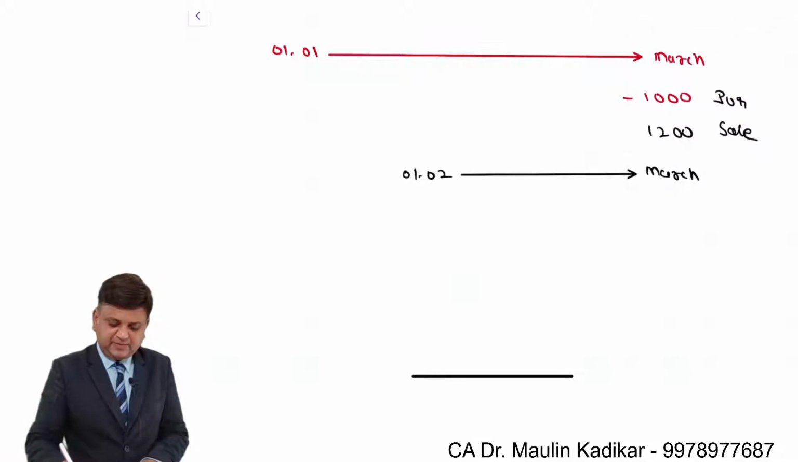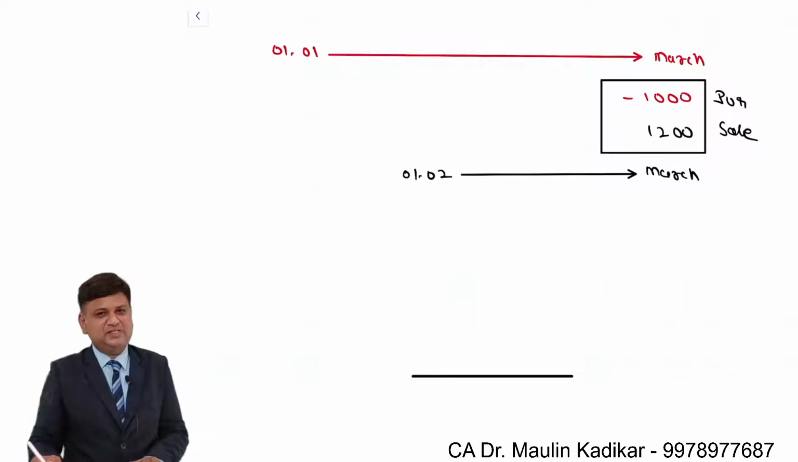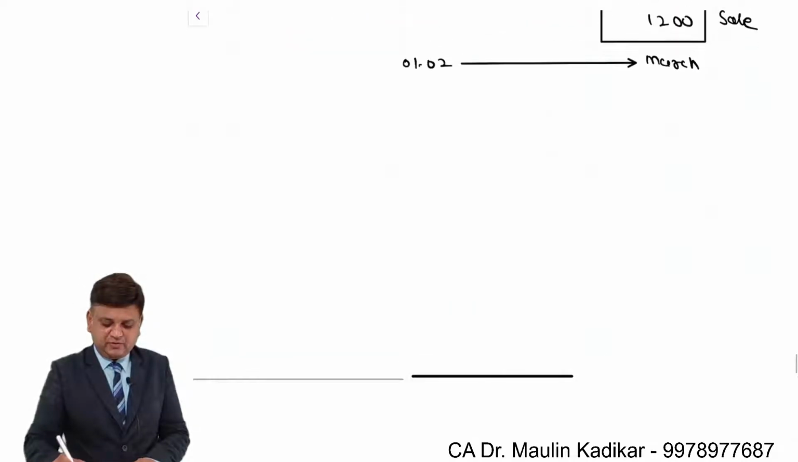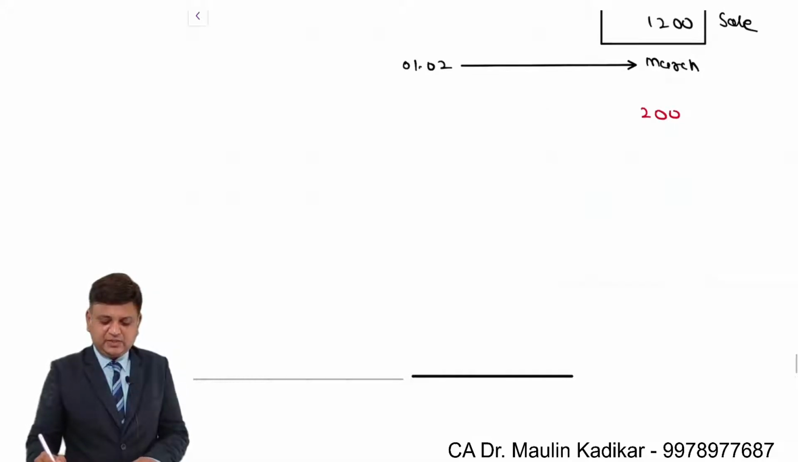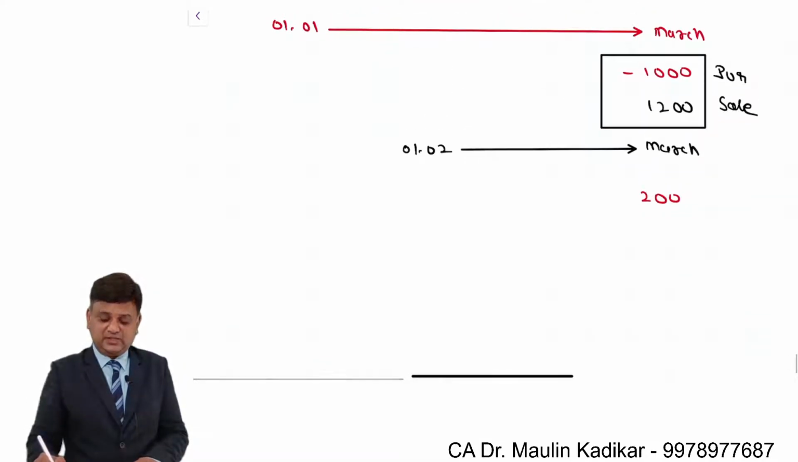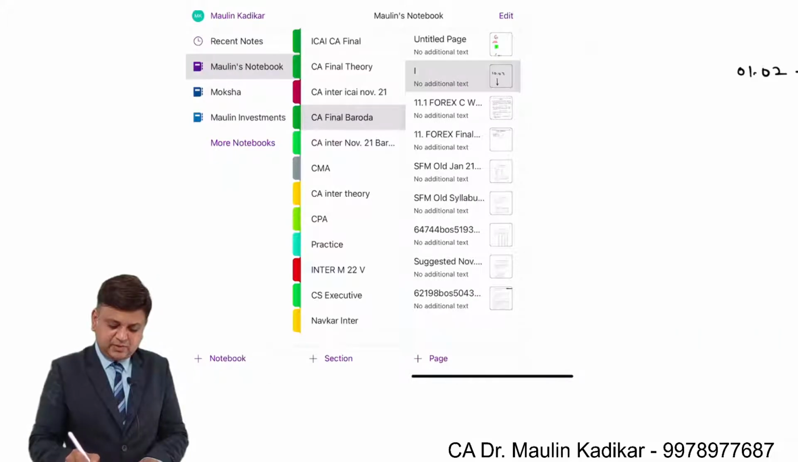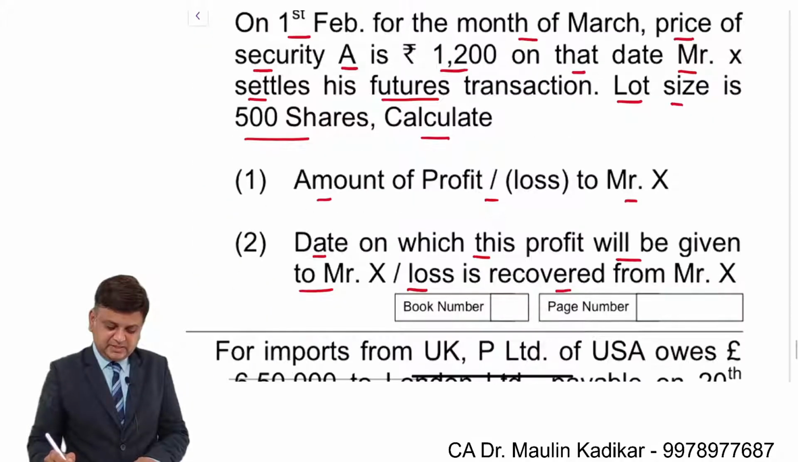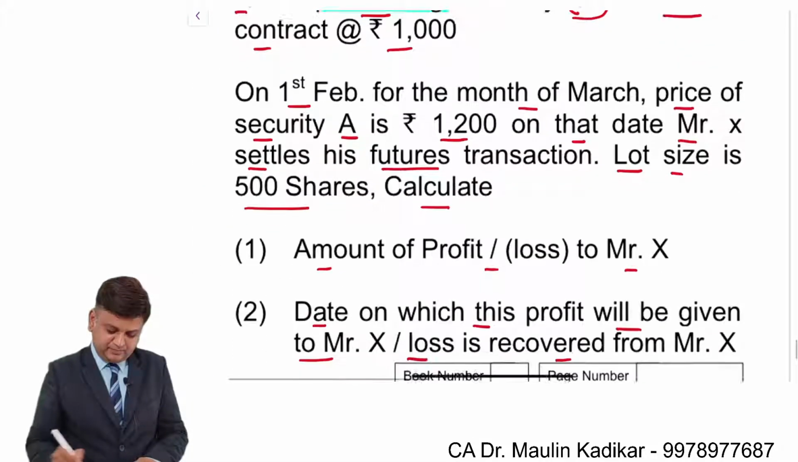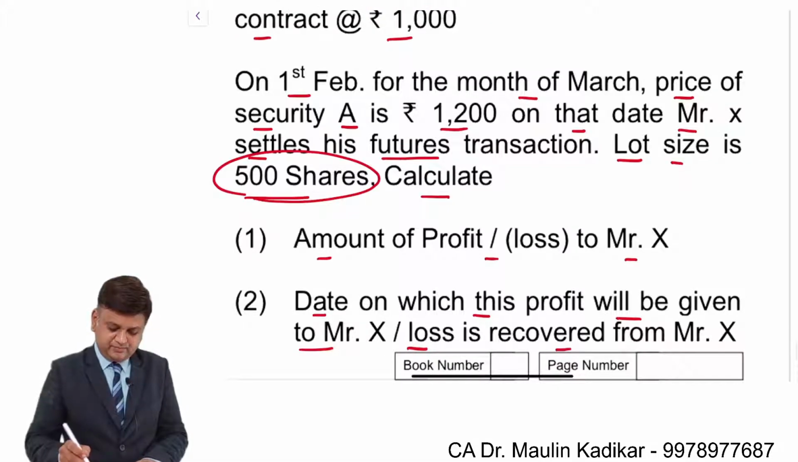So basically what happens is very similar to the cancellation of a forward contract. In that case you are able to make a profit of rupees 200. Why? Because the sale price is more than the purchase price. So this is the profit that you have on one share. The question provides the information that the lot size is 500 shares.